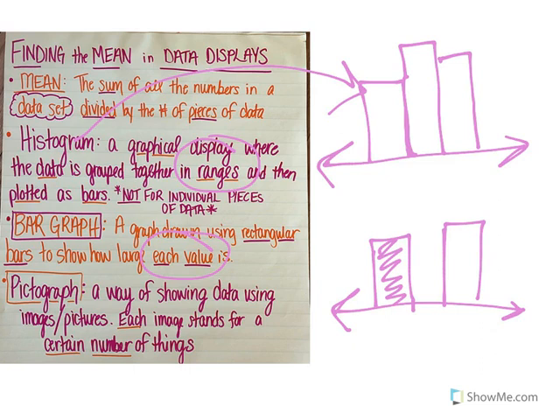Each image stands for a certain number of things, and the way we know what each picture represents is because that data display should also have a key. Saying that, okay, if there are pictures of strawberries on my pictograph, I need to know, does one strawberry represent buying 1 pound of strawberries or one single strawberry?